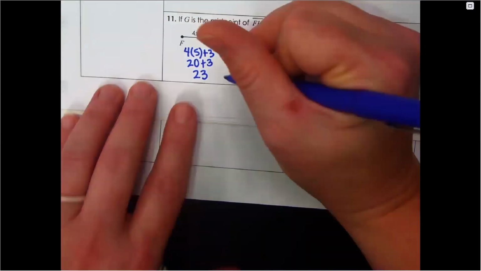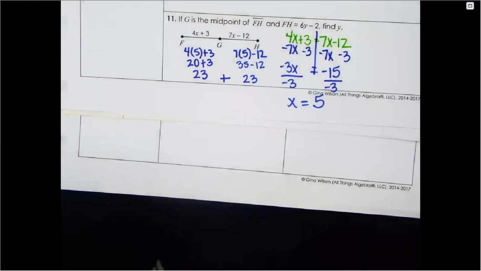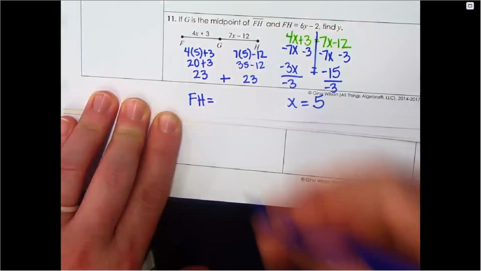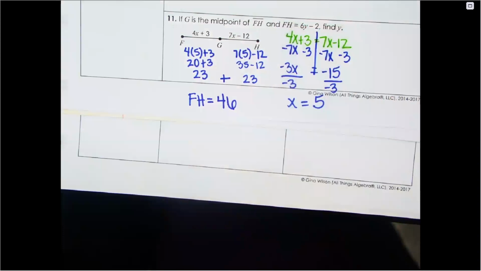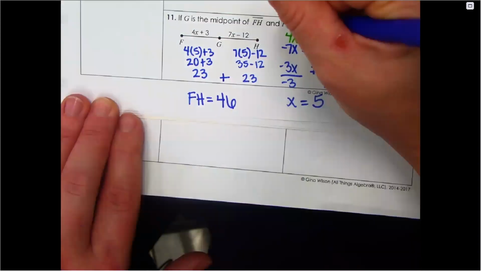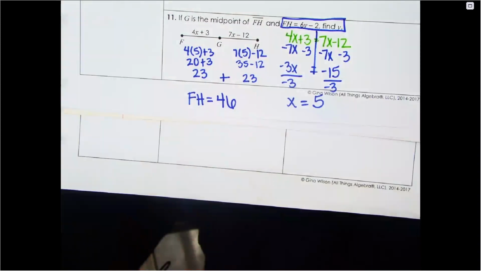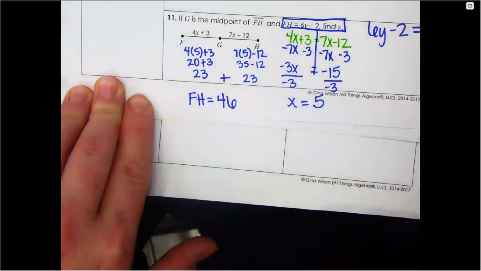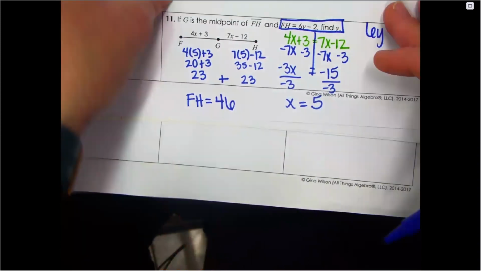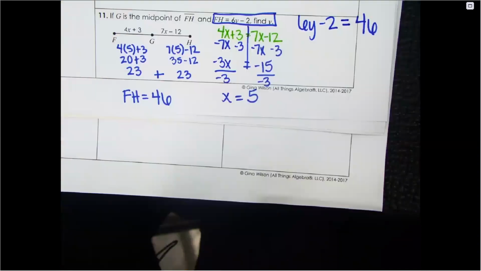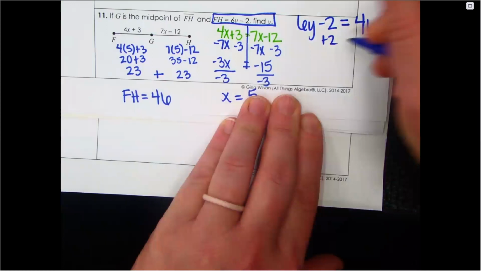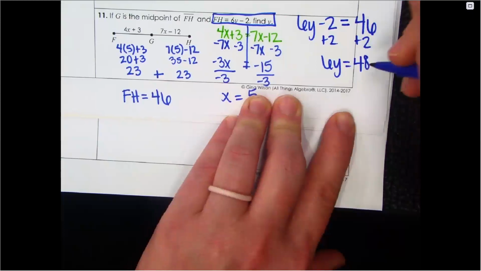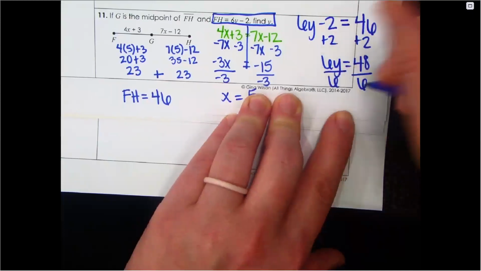So add those together. What is the distance between H and F? FH? 46. That's the distance between those. Now that we have the distance between those, now we can solve for y. So 6y minus 2 equals 46. Add 2. 6y equals 48. Divided by 6, y equals 8.